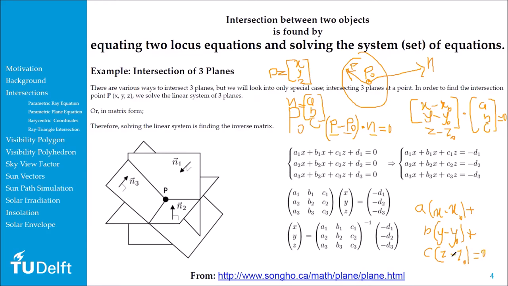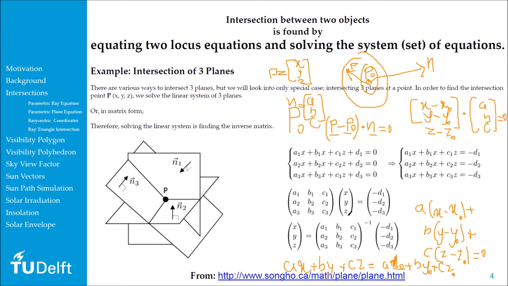Then you arrange the parts and bring all the parts that have something to do with the unknowns, which are x, y, and z, to the left, and then you get Ax plus By plus Cz equals A x sub zero plus B y sub zero plus C z sub zero. These are constants, right? So x sub zero is a constant pertaining to P0, which is the origin of the plane. y sub zero and z sub zero are again constants, and A, B, and C are all constants pertaining to the normal vector of that plane, right?